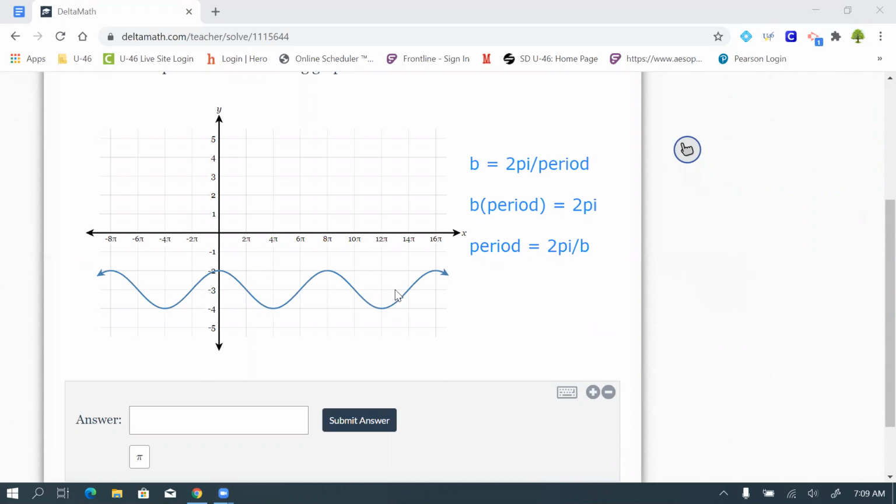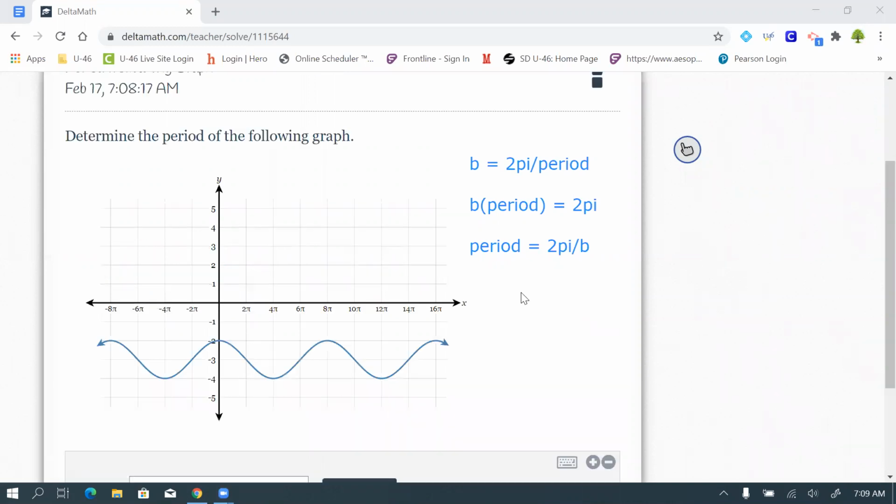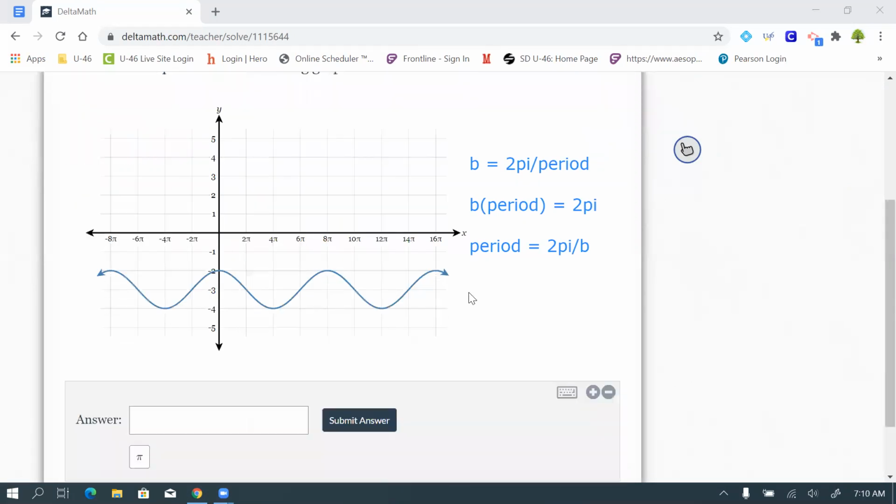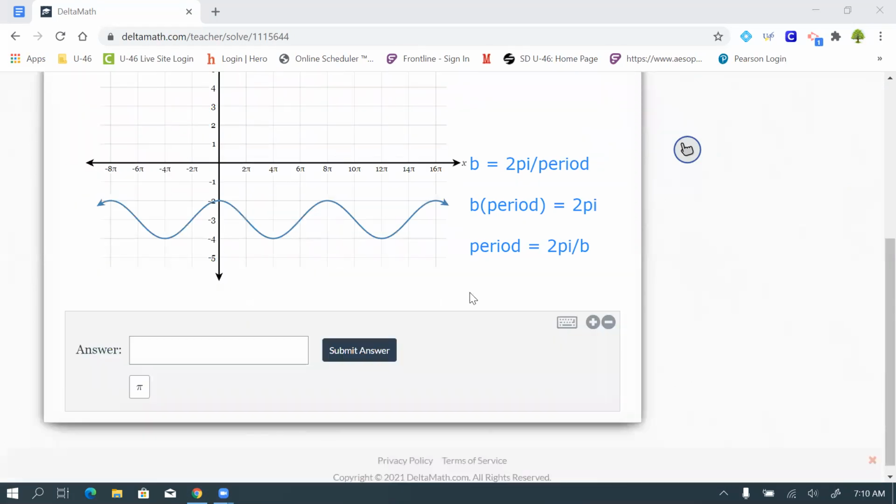Today we're putting a little bit more pencil to paper, so to speak, and doing some math to determine some characteristics of these sine and cosine functions. So here's your Delta Math assignment, and the first one is just to find the period. The period is the smallest interval in which things repeat.